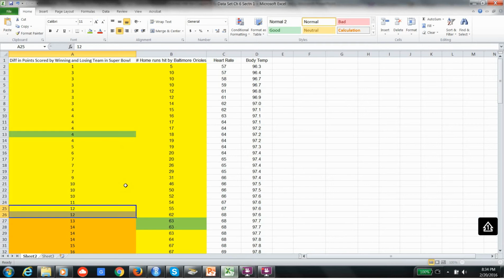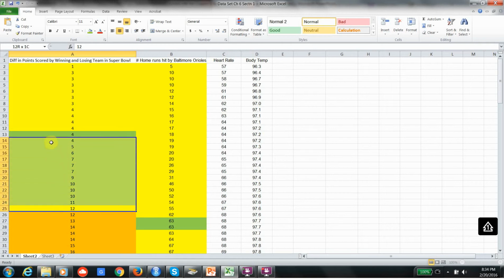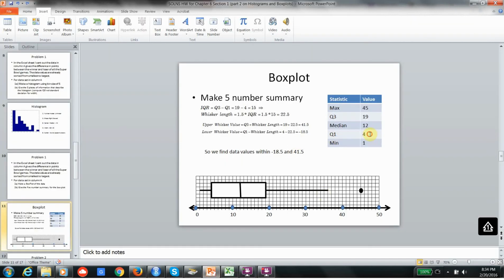Now I go back and I realize I have 25 data values here, so 13 is going to be the middle data value for the lower half. I use 12 because 12 was used in the computation of the median, but it's not the median. So I use this whole data set as my lower half. And since I have 25 values, the middle value is 13. And so the first quartile ends up being 4.